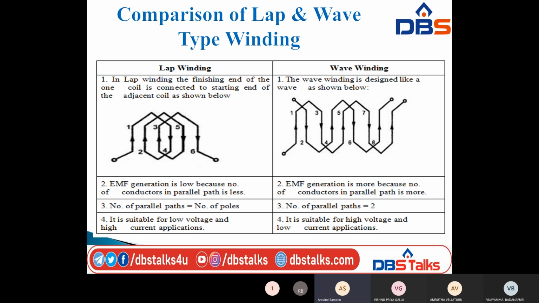So why? Because wave winding is used for low current applications. That's why the wave winding is designed for generators of capacity less than 500 amperes, and the lap winding is used for high current applications. That's why lap winding is used for generators of more than 500 amperes. Okay. So this is the comparison of lap and wave winding.